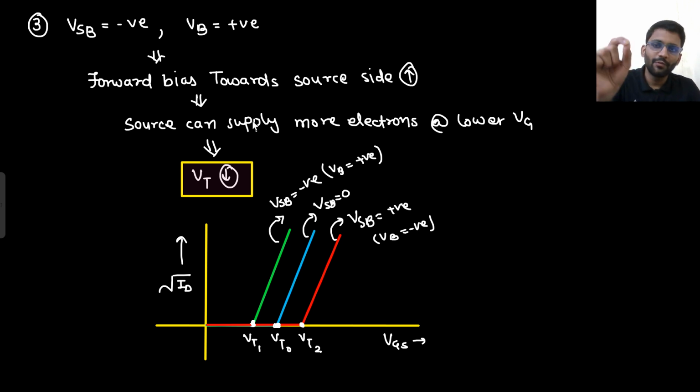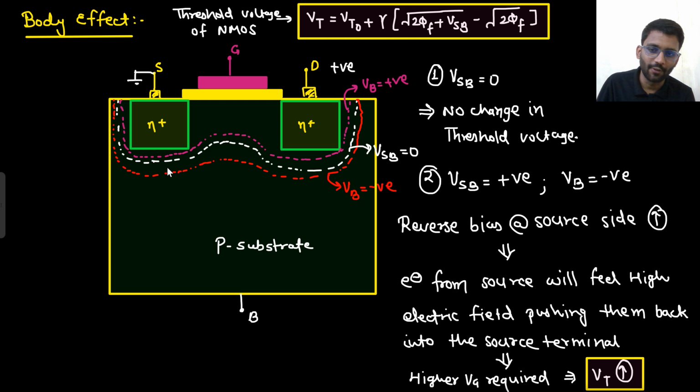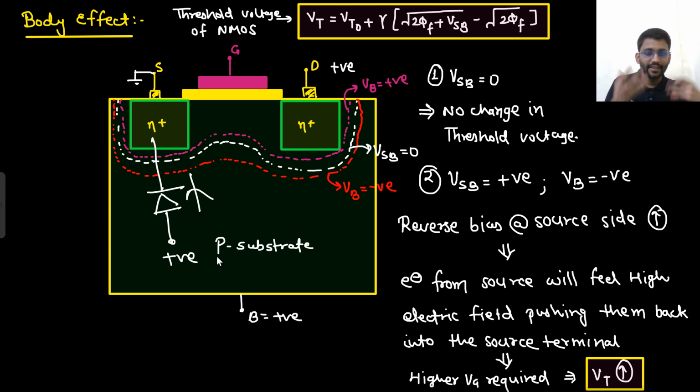If you keep VB to be positive, what will happen? If I am having positive potential here, this is N, this is P, and here positive potential is there. Now this diode will drive some current, and that is unwanted. There will be unwanted power consumption in the body diode of the MOSFET.